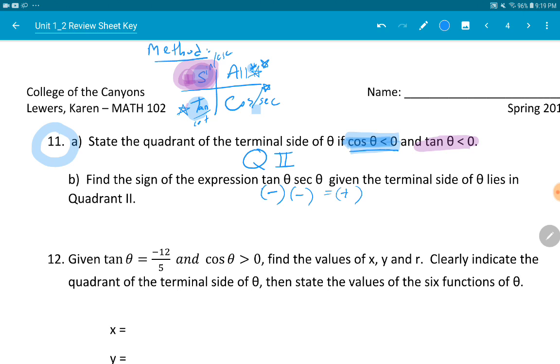So the sign of tangent theta secant theta in quadrant 2 is positive. All right, that's method 1. So if you're happy with that method and you'd like to stop, I'll just freeze frame here, and you can stop watching this recording.